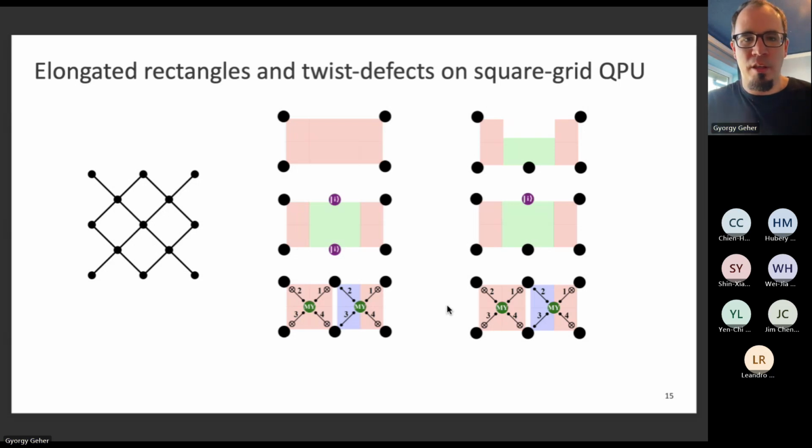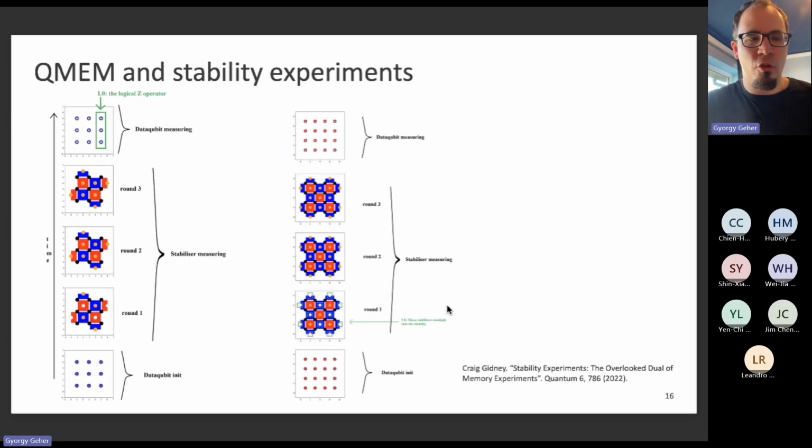And to show you how they perform, let me just recall what a quantum memory experiment is. A quantum memory experiment is when we have this patch. Let's say we would like to test how efficiently it can store the logical 0 state. So what we do is we initialize all data qubits in Z basis. This is why we have them colored blue.